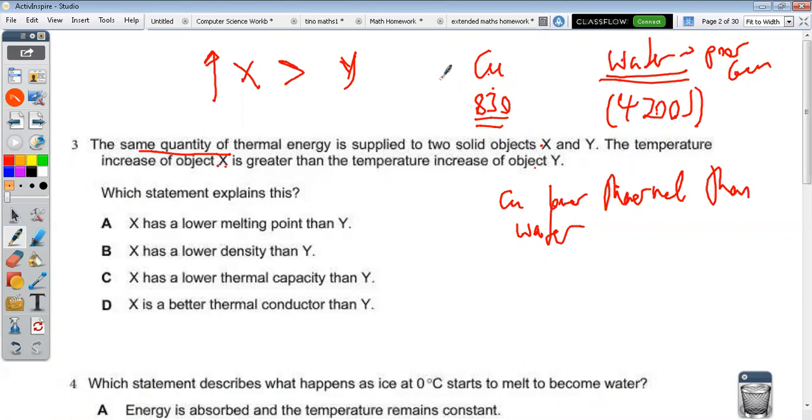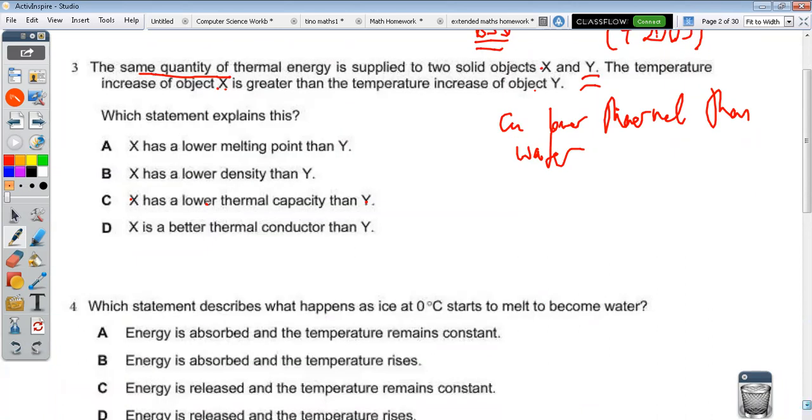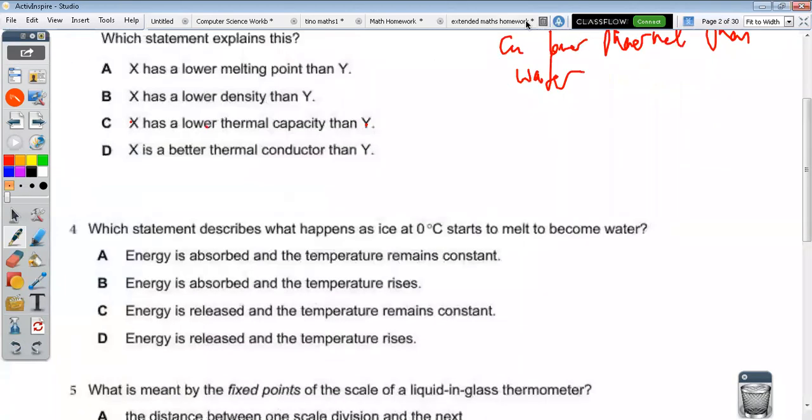Are we together there? So it means X has a lower thermal capacity than Y. Is that making sense? X has a lower thermal capacity than Y. It simply requires less energy. That's why when you give them the same amount of energy, X would have a larger increase in temperature than Y. Are we together? You guys, Laura, you're quiet.